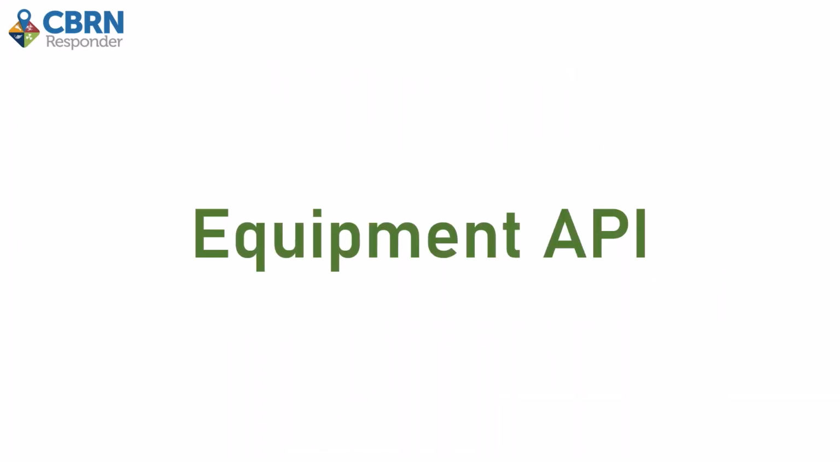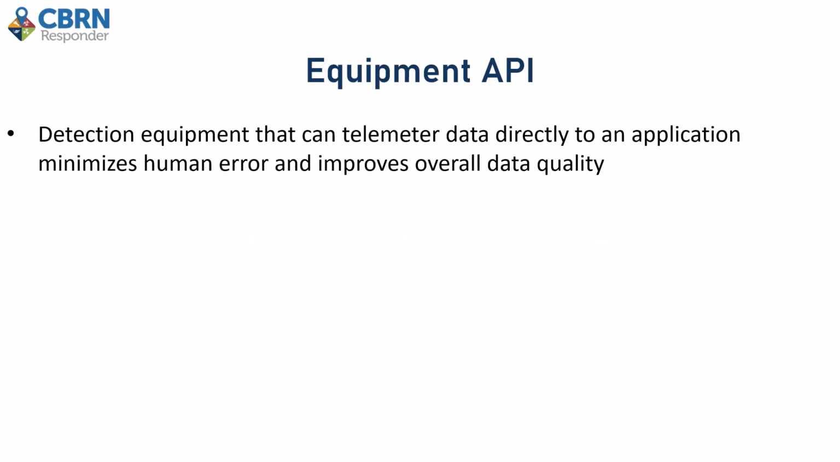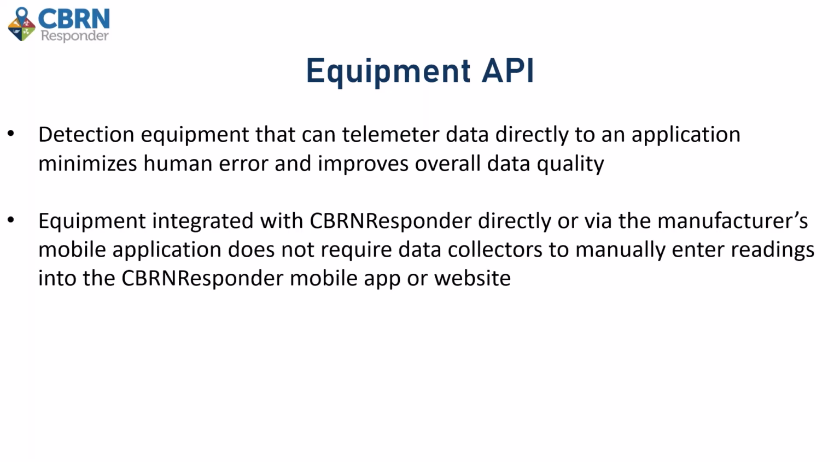So specifically looking at the equipment API, the detection equipment is going to telemeter data directly to an application, which again minimizes the human error and improves overall data quality. The equipment that's integrated with CBRNResponder, it can be integrated directly with us or via the manufacturer's mobile application. So again, not requiring anybody to manually enter readings into the CBRNResponder mobile app or website.